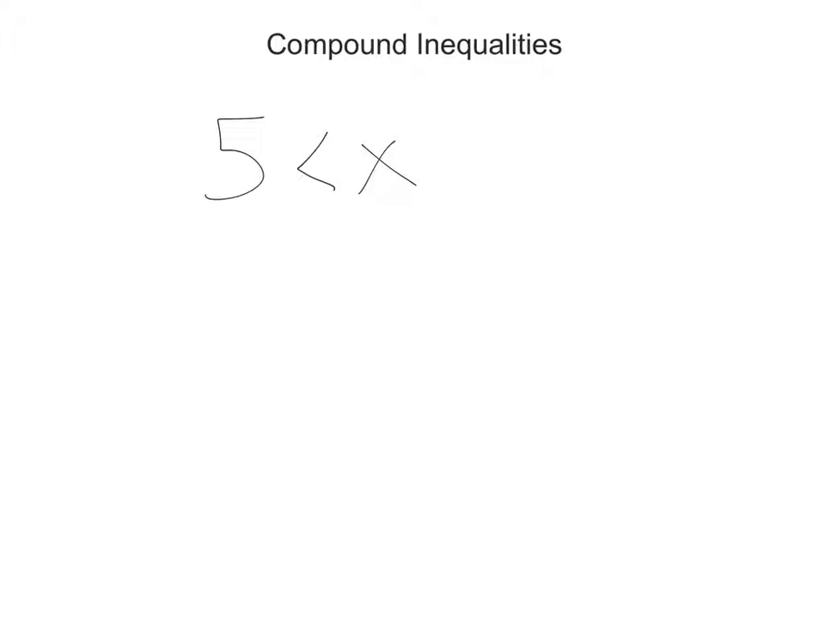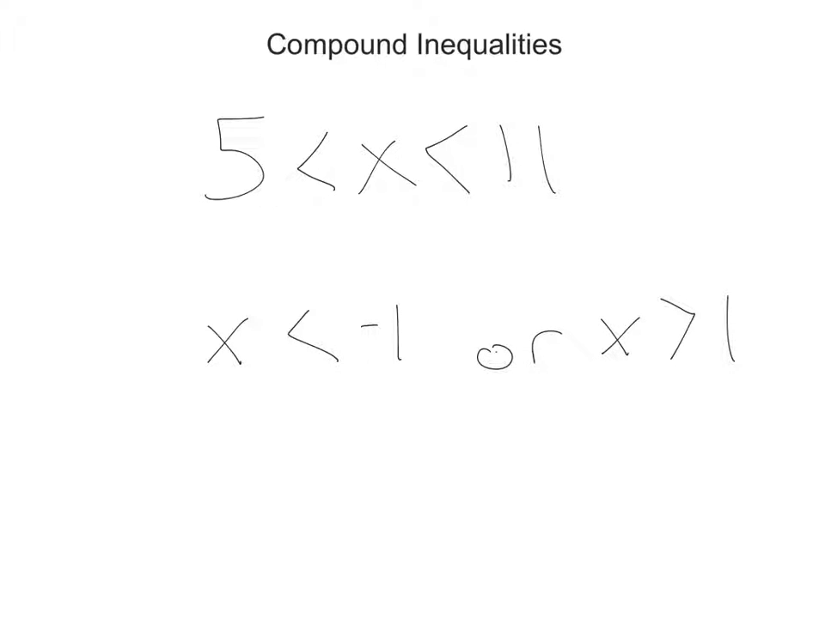If I want to talk about the numbers between 5 and 11, I would say x is greater than 5 and less than 11. Or if I wanted to talk about the numbers less than -1 and greater than 1, I would say x is less than -1 or x is greater than 1.